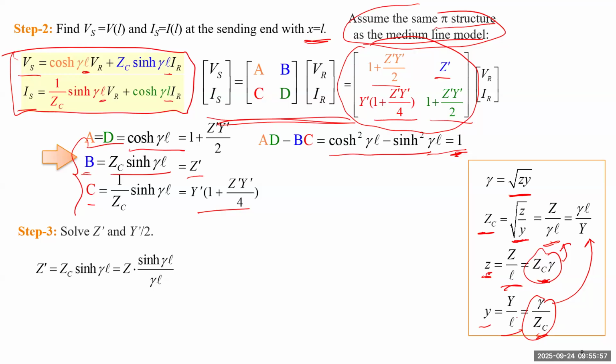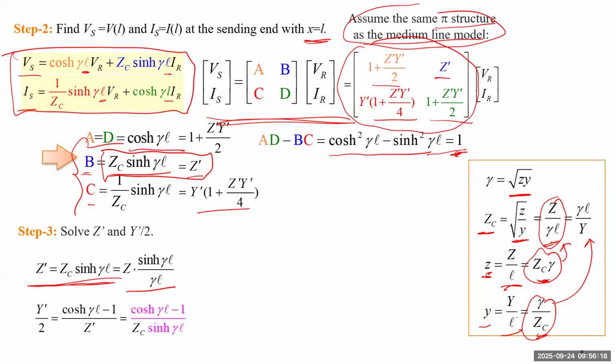Right. So Z prime is easier, right? From this equation, we immediately know Z prime is simply ZC multiplied by sinh gamma L, because ZC is also equal to Z divided by gamma L, so we immediately have this expression. Y prime: if you solve Y prime, you can utilize the first two equations. You plug Z prime into the first equation, and that equation is only about Y prime. So you will be able to get Y prime: half of Y prime will be cosh gamma L minus 1 divided by Z prime.